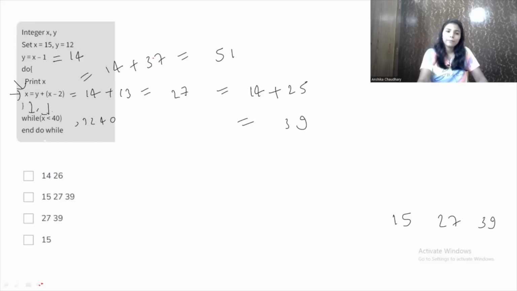Now here I have to check for the condition. X less than 40. So 51 is less than 40. So the condition is false here and we will come out of the do while loop. Okay. Now what was the output here? 15, 27 and 39. So this is the correct answer over here. This will be the answer for that question. So let's move on to the next question.